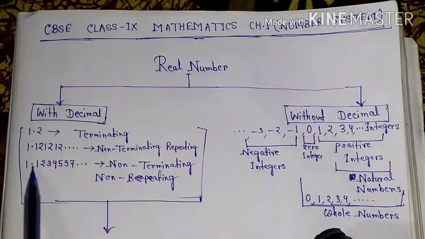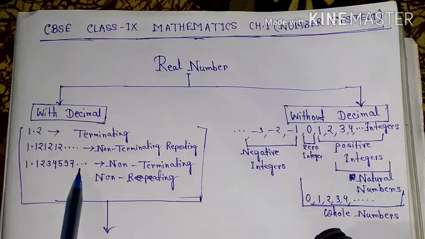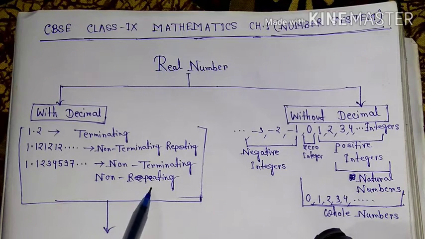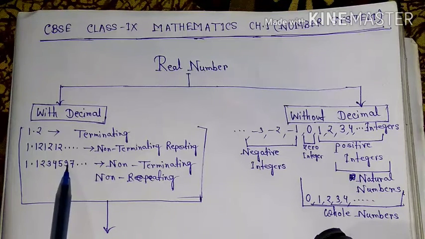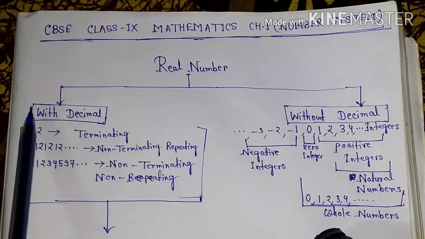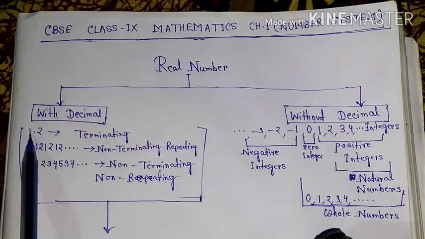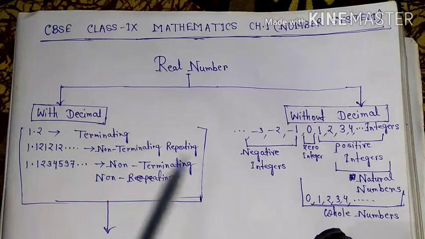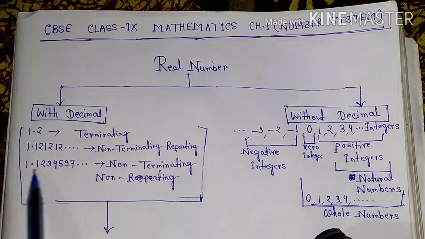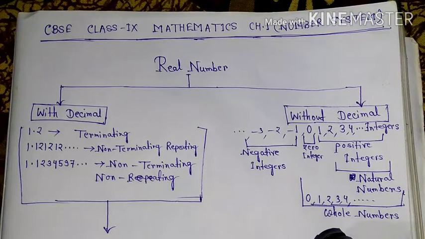And the third one is 1.123459 and so on. Here no digit is repeated, that's why it is non-repeating, and it does not terminate at any point, that's why it is non-terminating, non-repeating. So under with decimal we get three types of number. One is terminating like 1.2, then non-terminating repeating like 1.1212 and so on. Third is 1.1234597 and so on, non-terminating, non-repeating.